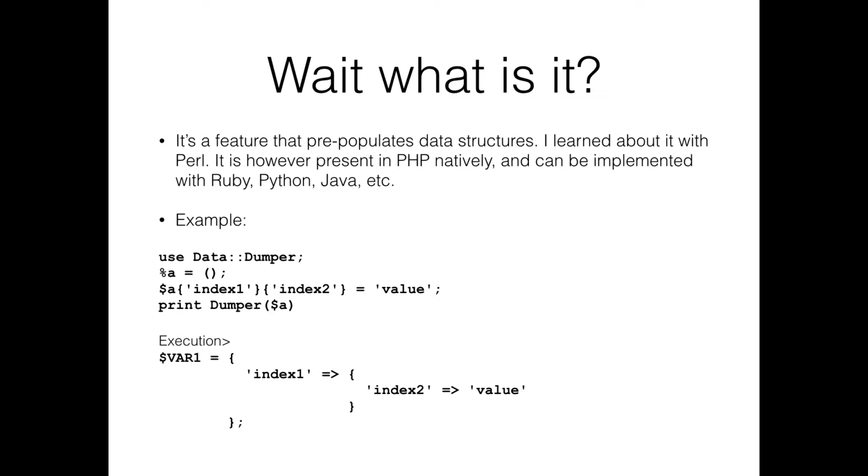And so here's an example in Perl. I assign to a hash table just an empty hash table, the A, and then I assign an index and a second index, and then I dump it, and it worked. No warning. It pre-created the two things, the two hashes, which is really nice. And this allows you to initialize deep data structures with a lot less code.